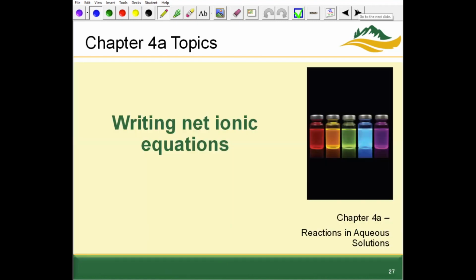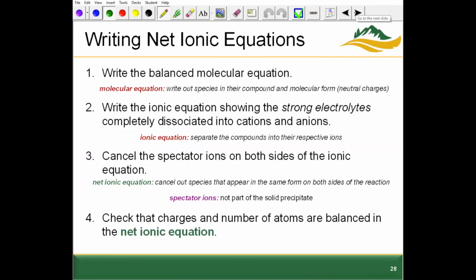Now, using all this information we've gone over in chapter 4 so far, we're also going to come back to this idea of writing net ionic equations. We looked at this towards the beginning. Now we're going to practice doing those steps to actually write out the net ionic equation. We looked at it just briefly. Now we're going to go into the full details of doing this. So for writing out net ionic equations, we're going to follow these steps.